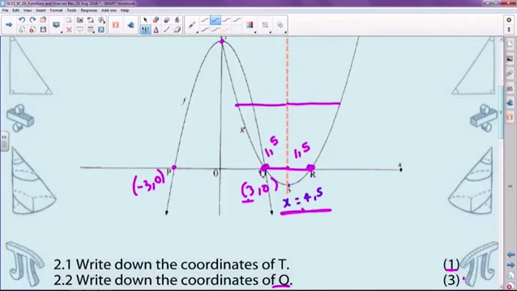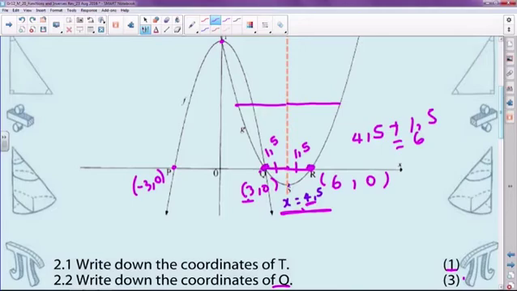Okay, so since these two distances are equal, I can work out what the coordinates at point R are by saying, well, obviously we know it's on the x-axis, so the y value is 0. The x value is going to be your value at point S, which is 4.5, plus the distance to the point R, which is 1.5, and 4.5 plus 1.5 is going to give you 6 units. So therefore the coordinates at point R are (6, 0).